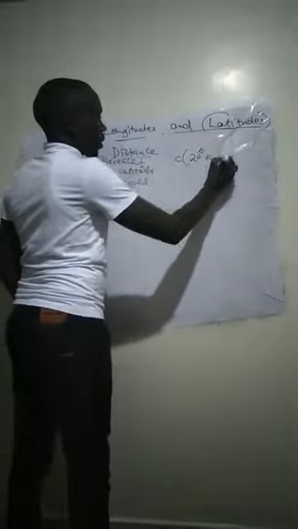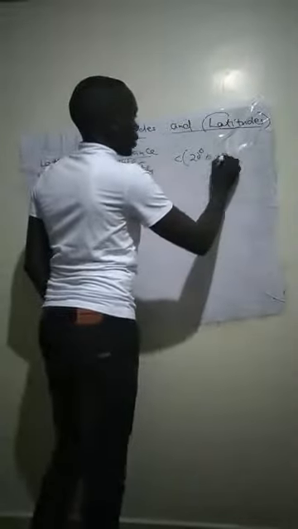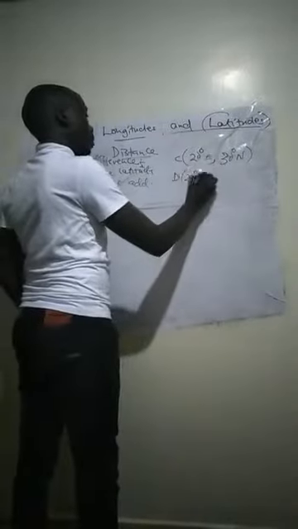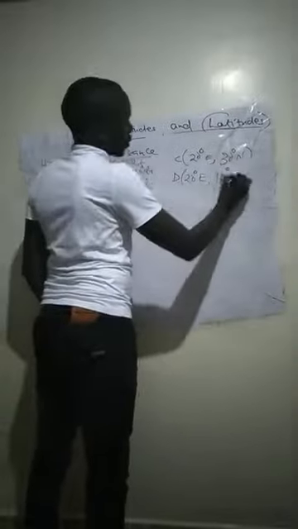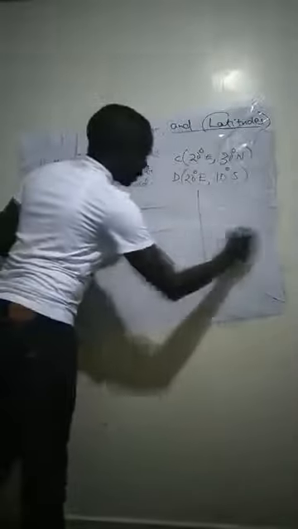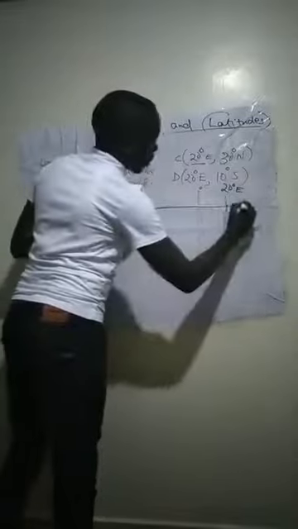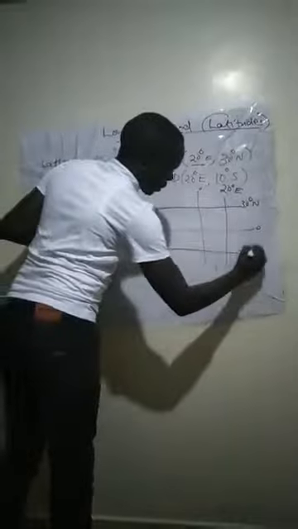So we have C, 20 degrees east and 30 degrees north, and D, 20 degrees east and 10 degrees south. If you have such, we can represent it this way, whereby we have these two lines, the equator and the prime meridian. We have 20 degrees east, so it's on this side. We have the first latitude, 30 degrees north. The other latitude is 10 degrees south, so it's on the southern side.